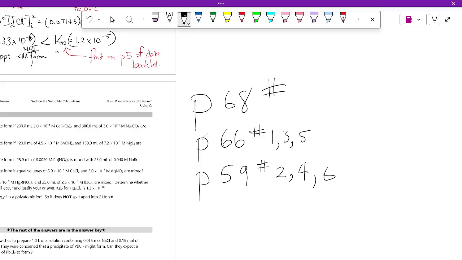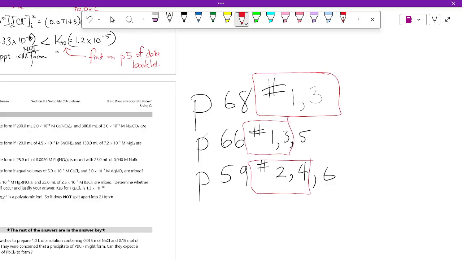And you could start working on that right now. And if you're like, that still sounds like too much, you could just do 1 and 3. You could do 1 and 3, and you could do 2 and 4. Yeah? But if you have it in you, you could do the third one as well.